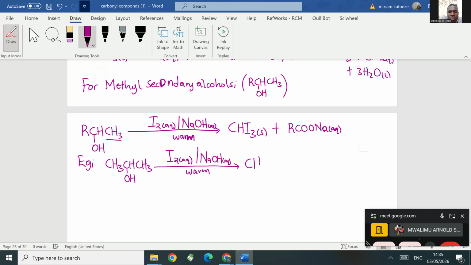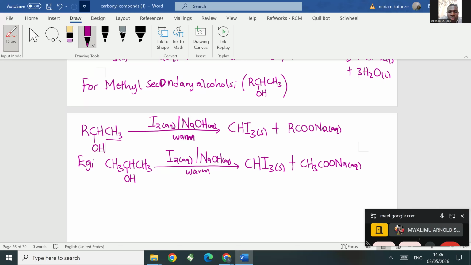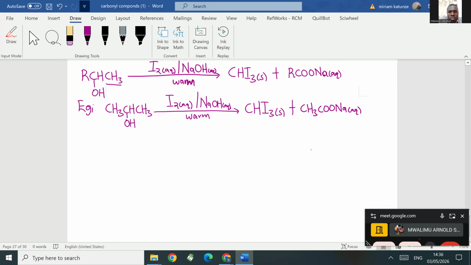Iodine fixes the methyl part. Then the other parts, we are left with the 2 carbon atoms. So the salt is sodium ethanoate. There are some minor products, sodium iodide and water. Also in some books you find this representation.